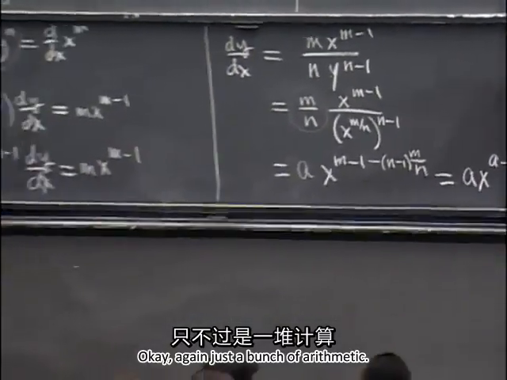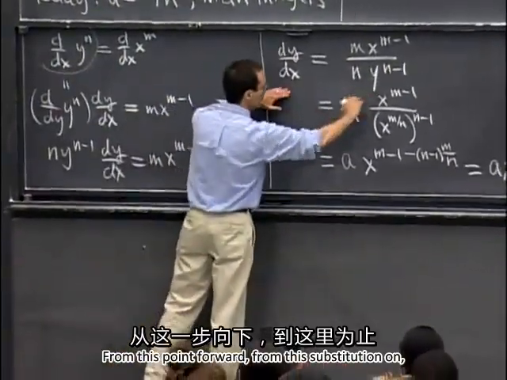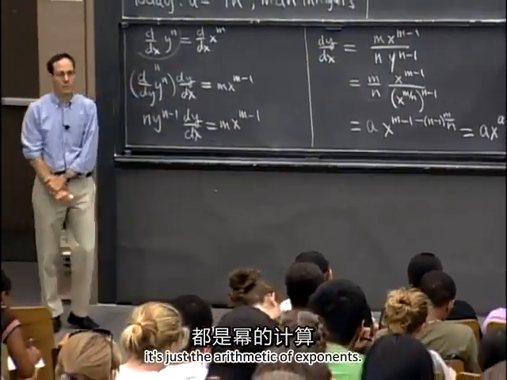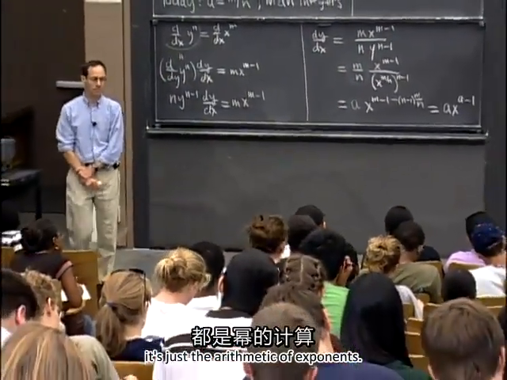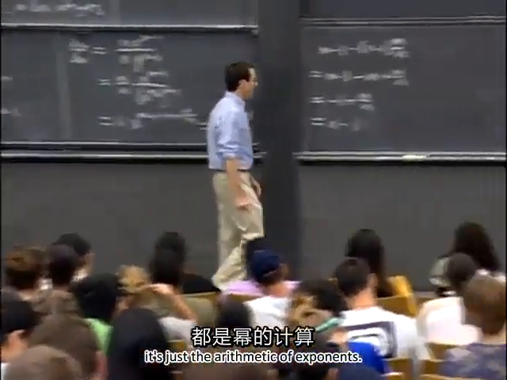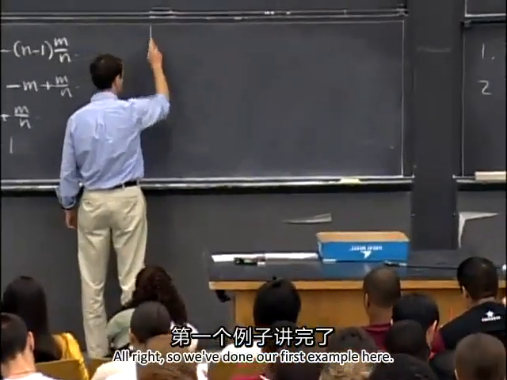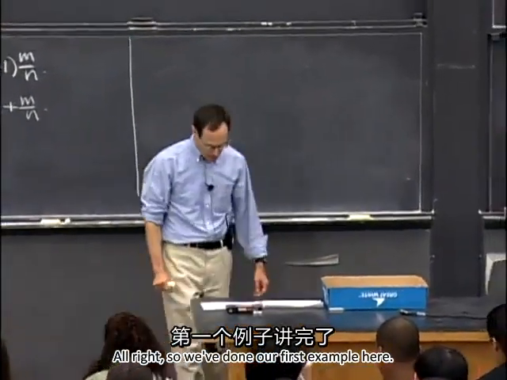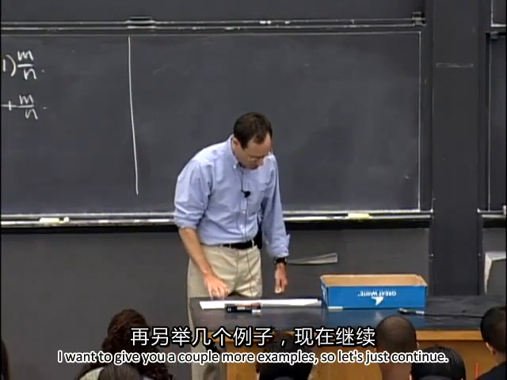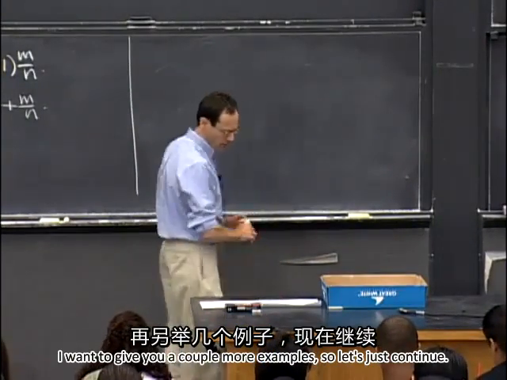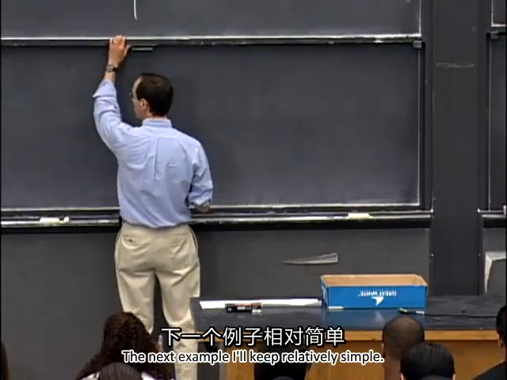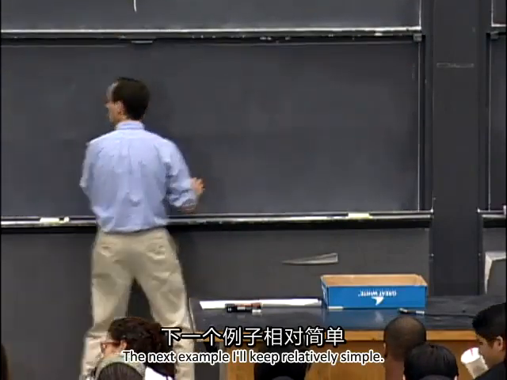Again, just a bunch of arithmetic. From this point forward, from this substitution on, it's just the arithmetic of exponents. All right, so we've done our first example here. And I guess I want to give you a couple more examples. So let's just continue. The next example, I'll keep it relatively simple.